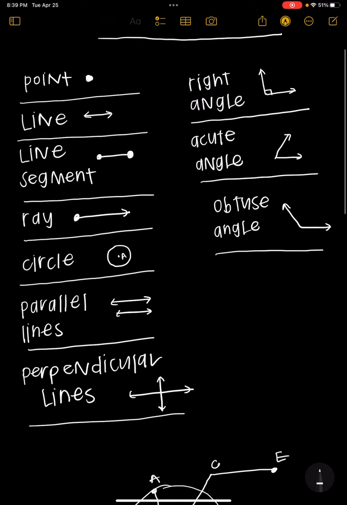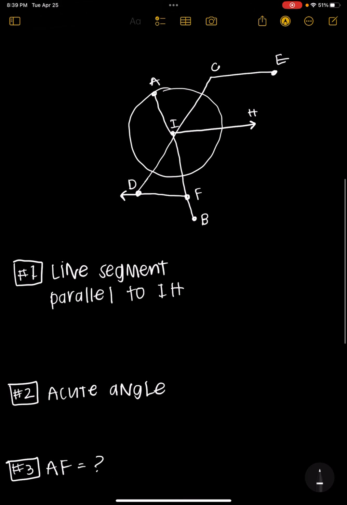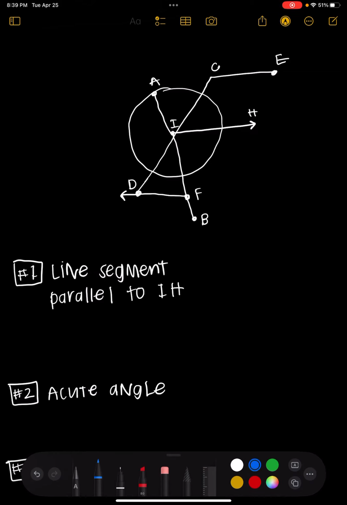So on this self-check, and for these examples, we're going to use this picture, which has a bunch of different lines and points and whatnot. And for the self-check, I'm just going to be asking you a series of questions based on the definitions. So let's just start going through them. The first question says, name the line segment that's parallel to the ray IH. As we can see, I'm going to start using different colors. So ray IH is right here. That's great.